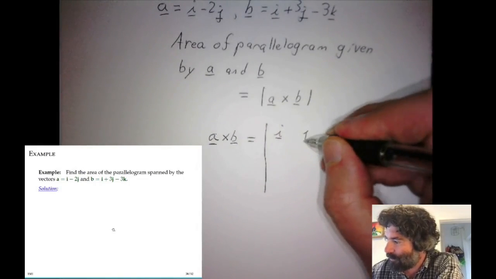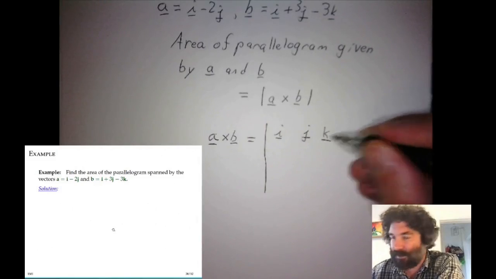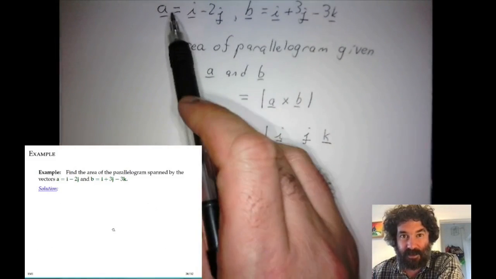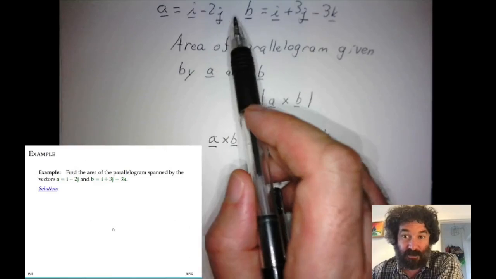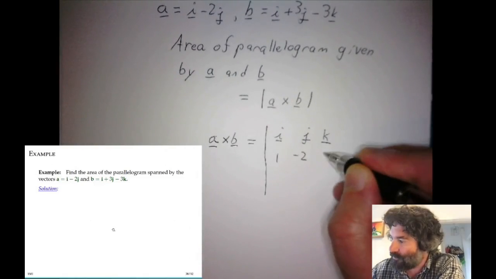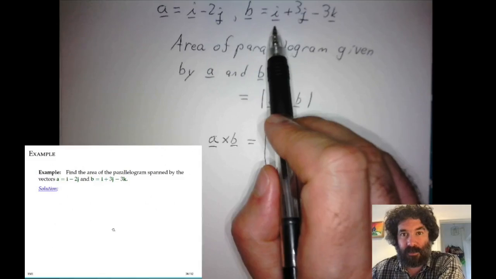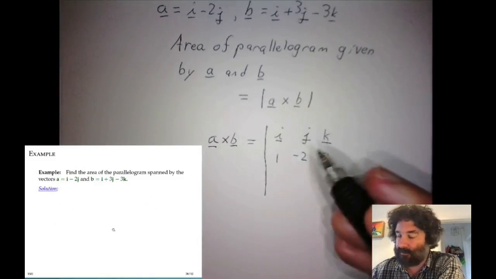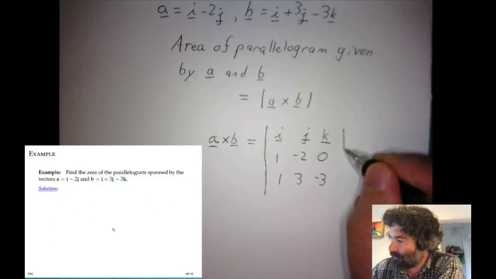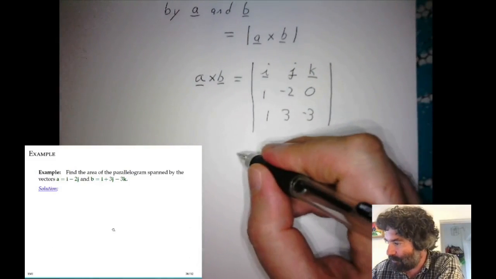So you put in the top row of this matrix i, j, k. You put in the second row of this matrix the entries of A, which are 1, -2, and 0, because there's no coefficient of k. So 1, -2, 0. And in the third row, you put the entries of B, 1, 3, -3. Okay, and so now let's expand the determinant.